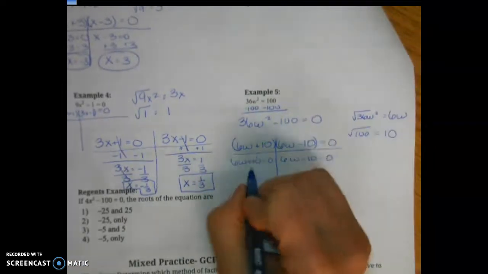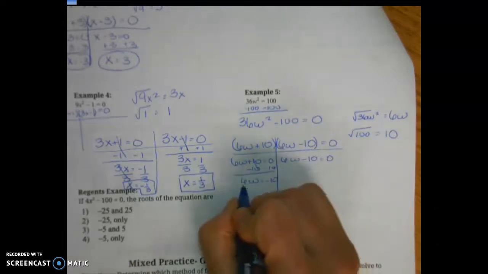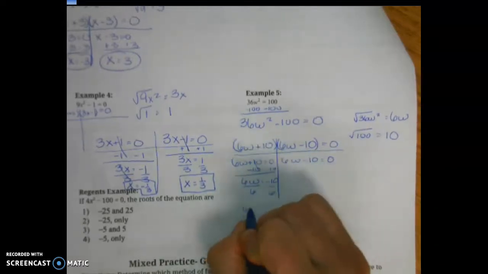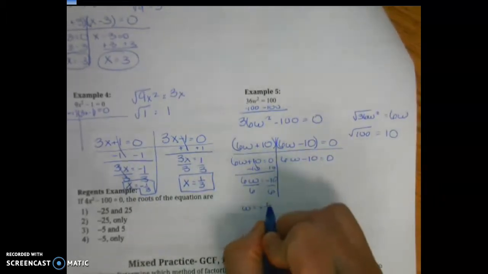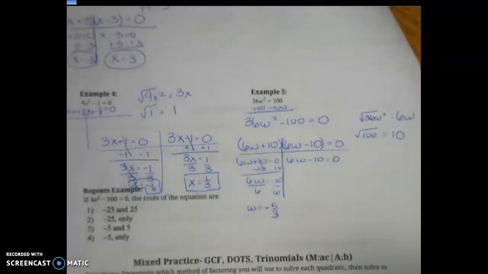To solve this one, I will subtract 10 from both sides. I'll get 6w equals negative 10. Then I will divide by 6. And I'm going to simplify this fraction. It's not divisible, so I'll get negative 5/3. So we have one solution that's a fraction again. That's okay. And then we're going to solve the other one.